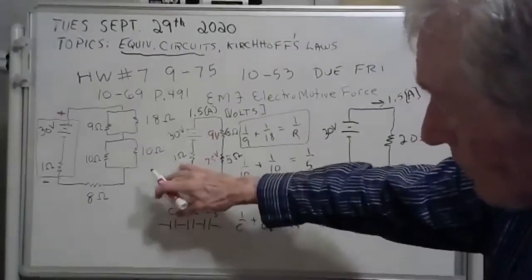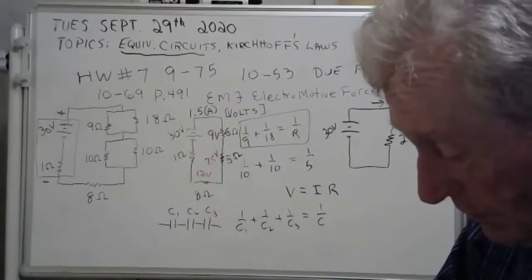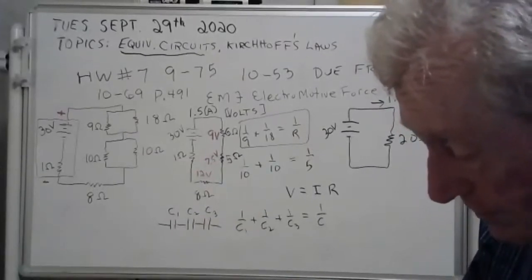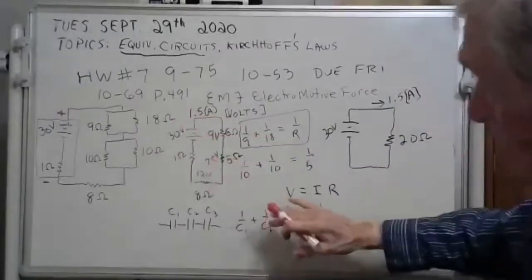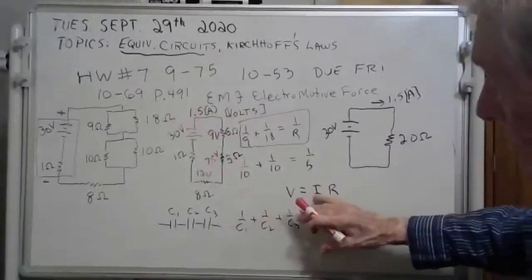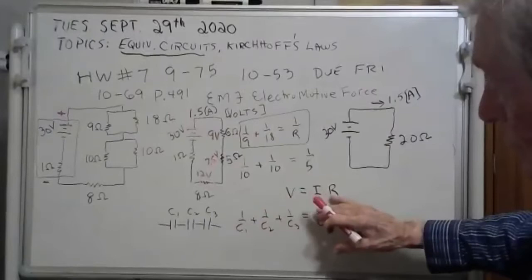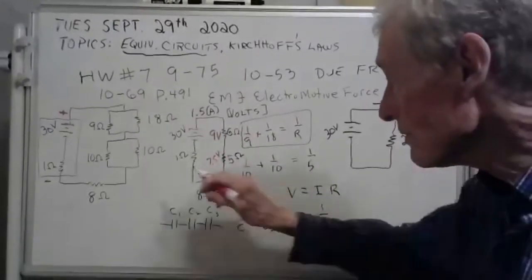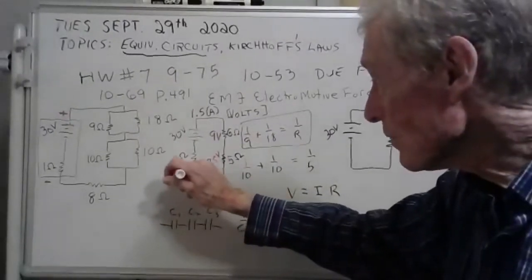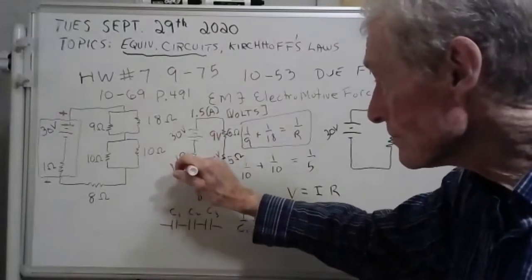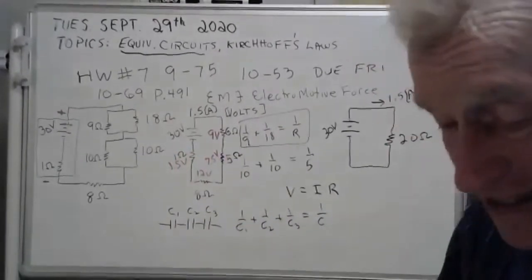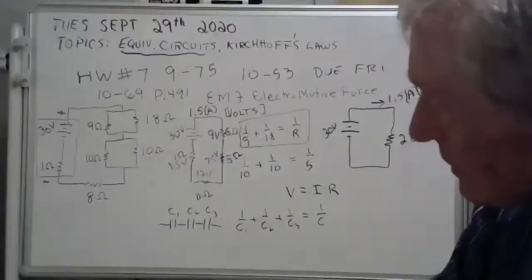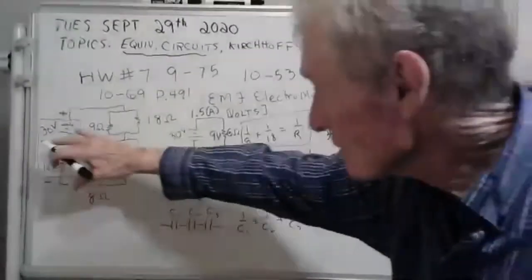Now you have a 1 ohm resistance there, and you have 1.5 amps. V equals IR. The current's 1.5. The resistance is 1. I get 1.5 volts. But you got to understand that's internal to the battery. See, this is the battery.